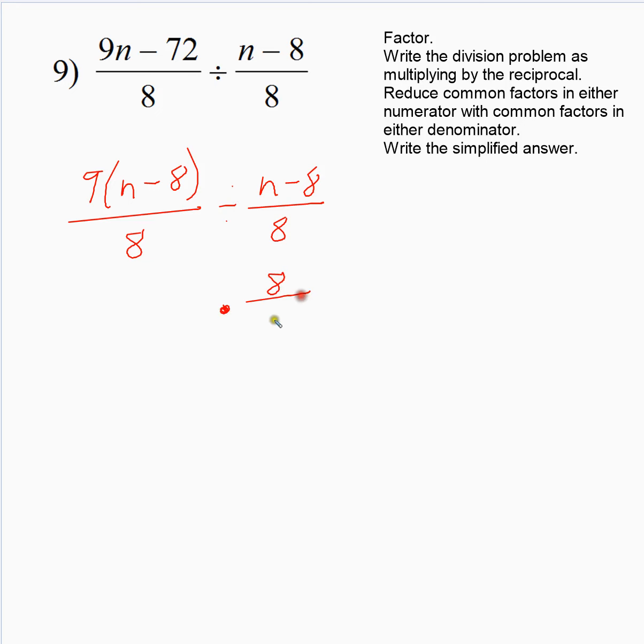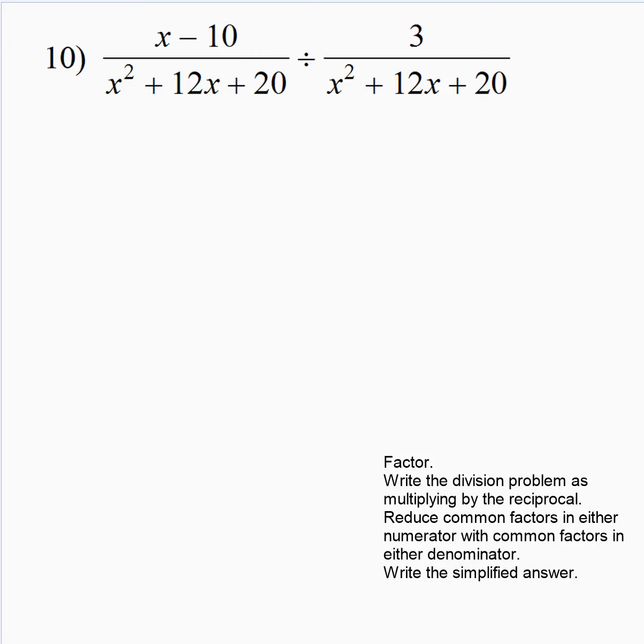So we always want to take the reciprocal of the second one. And we have a lot of simplifying that takes place here. N minus 8 reduces with n minus 8, and 8 reduces with 8, and we're simply left with a 9. And that's our answer.